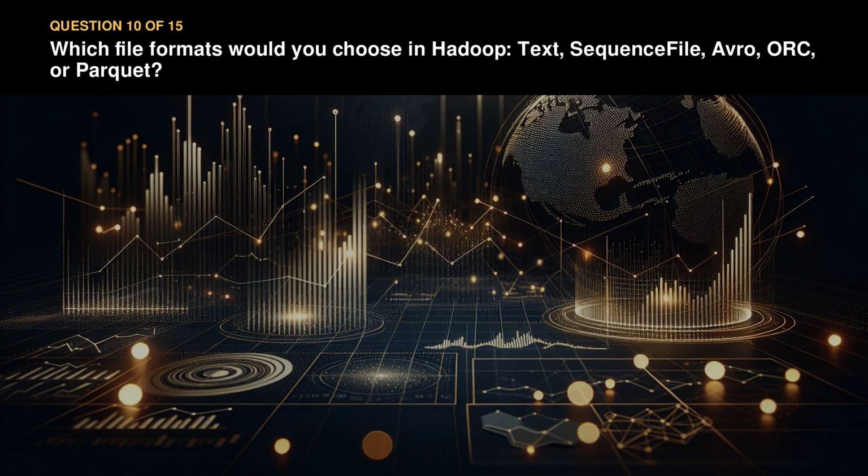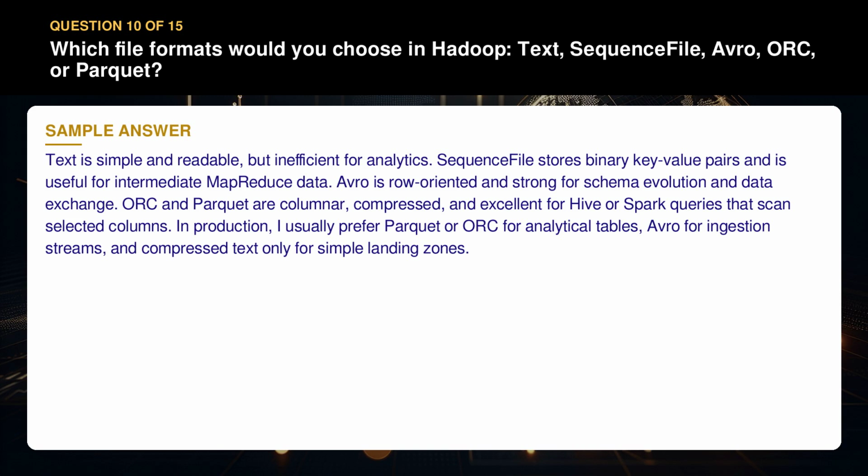Question 10. Which file formats would you choose in Hadoop? Text, SequenceFile, Avro, ORC, or Parquet? Text is simple and readable, but inefficient for analytics. SequenceFile stores binary key value pairs and is useful for intermediate MapReduce data. Avro is row-oriented and strong for schema evolution and data exchange. ORC and Parquet are columnar, compressed, and excellent for Hive or Spark queries that scan selected columns.